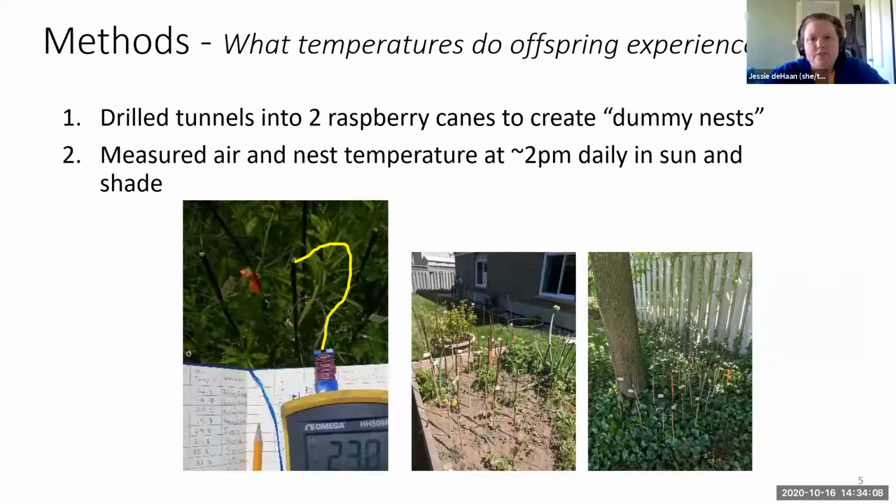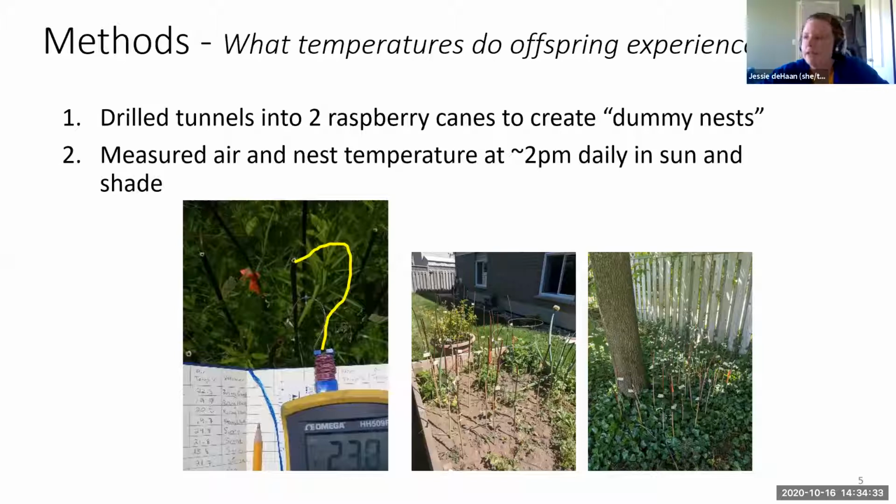So the first objective of my study was to determine the actual temperature that developing offspring experience. And to do this, I measured the external air temperatures and internal nest temperature in sunny and shady locations. So here is a picture of my sunny location this summer in my garden, and my shady location under a tree in my backyard.